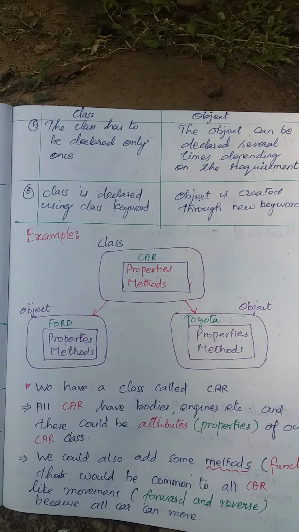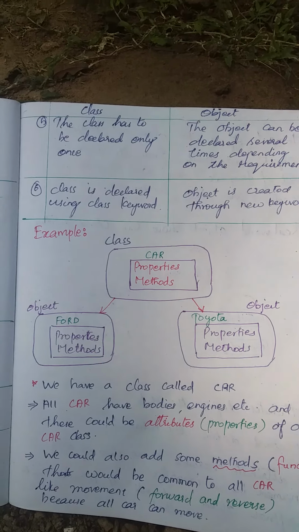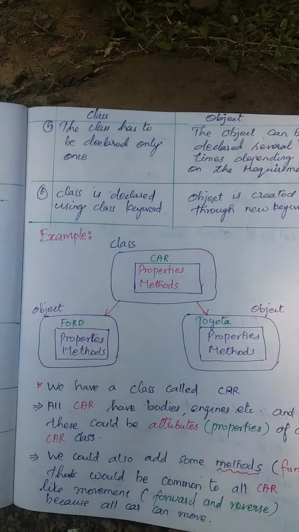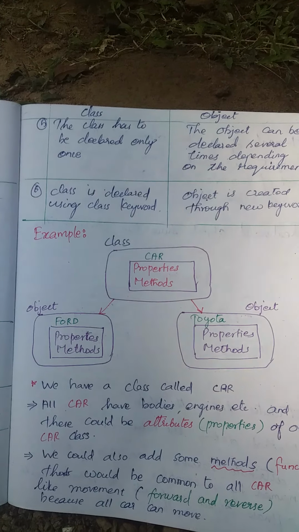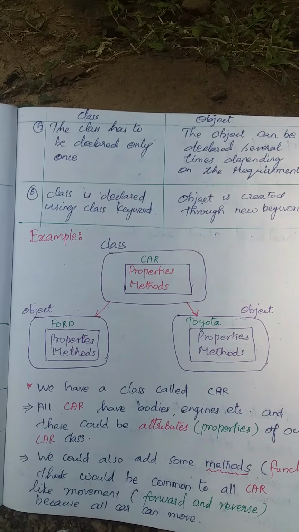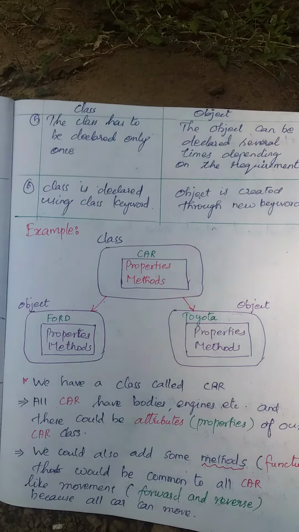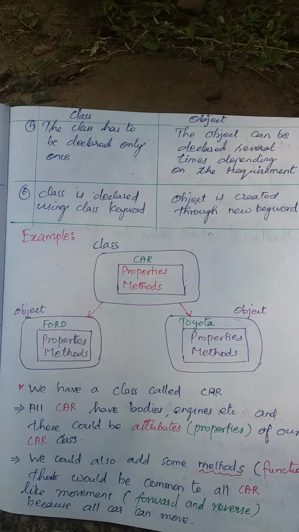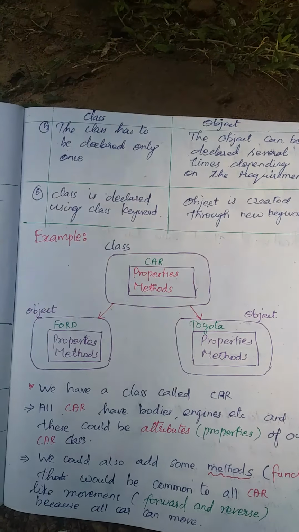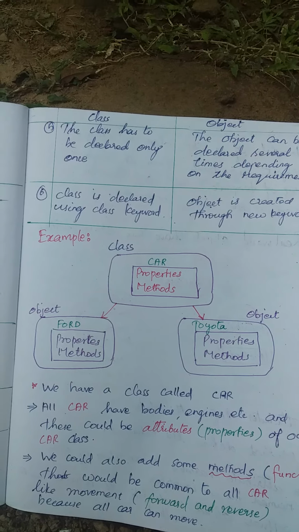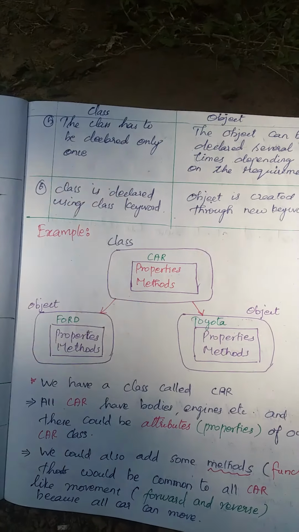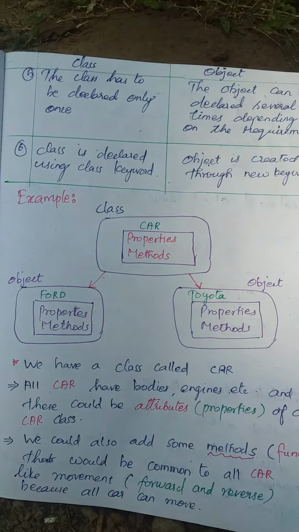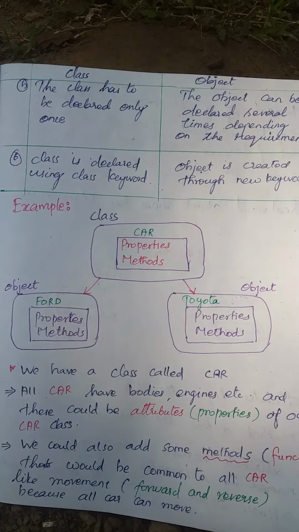These activities can be called methods. Every type of model, every manufacturer's car will do all these things. Normally a car will move forward, it can go back, it can turn left, right, we can stop. These behaviors all cars will do. So this is a common property we define, a common method.